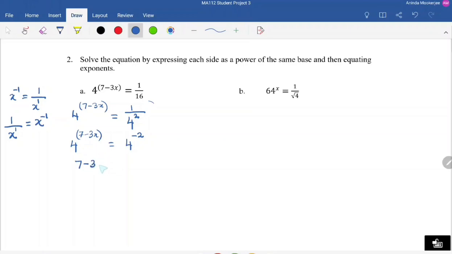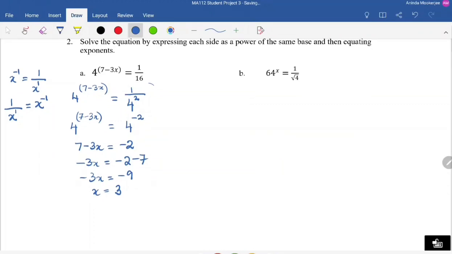So we'll have 7 minus 3x equals negative 2. Just work with the exponents, and you can ignore the base for the time being. And this is a simple equation. We have to solve for x, so isolate negative 3x first by bringing 7 over to the other side. So we'll have negative 3x equals negative 2 minus 7, therefore negative 3x equals negative 9. So x equals, when we divide both sides by negative 3, we will have 3 as the value of x.